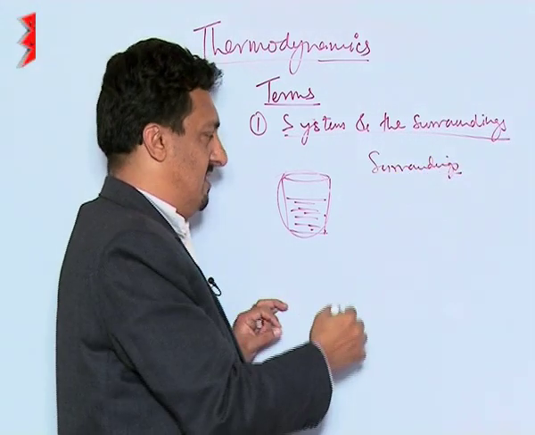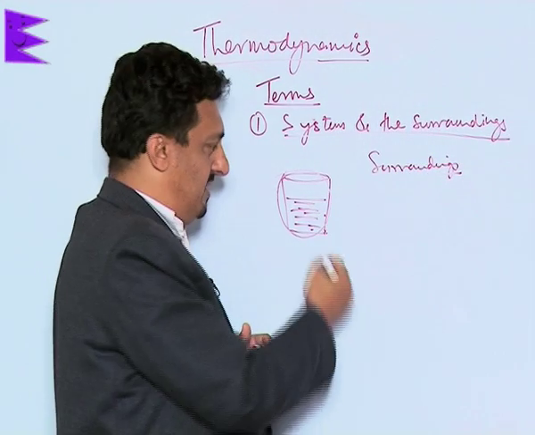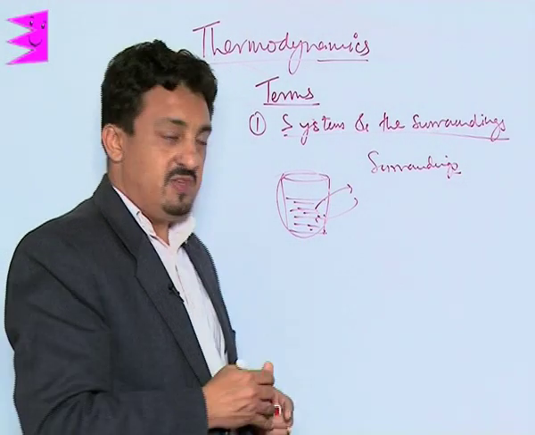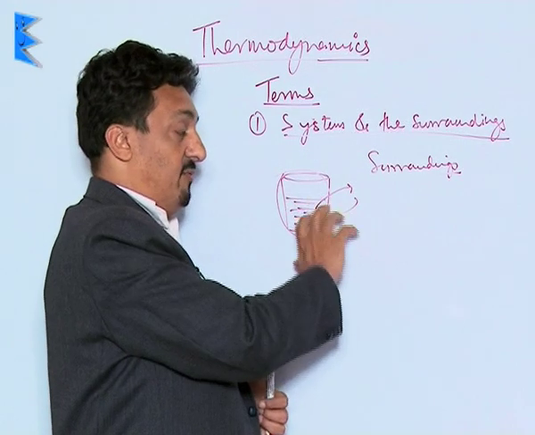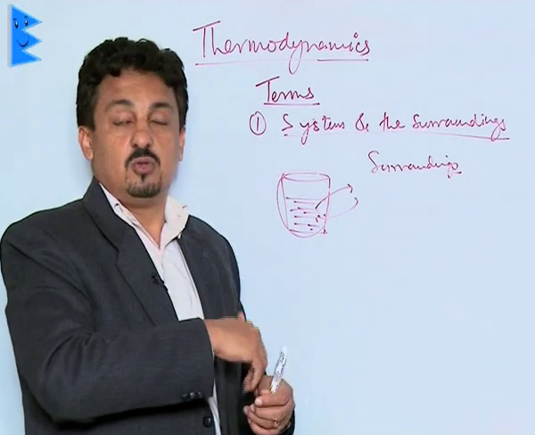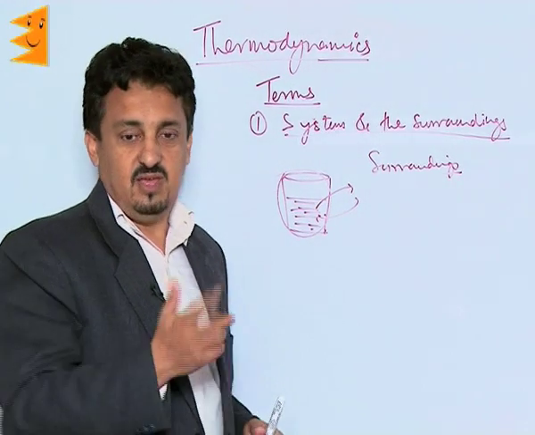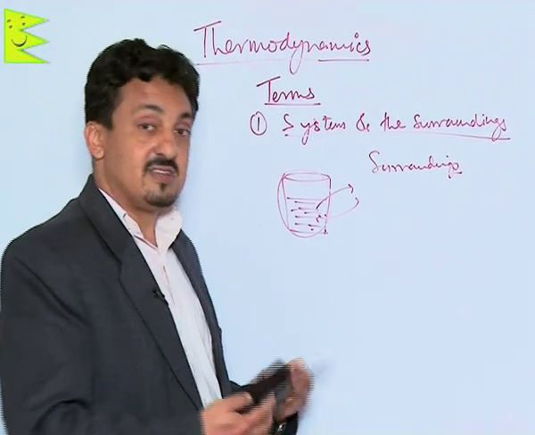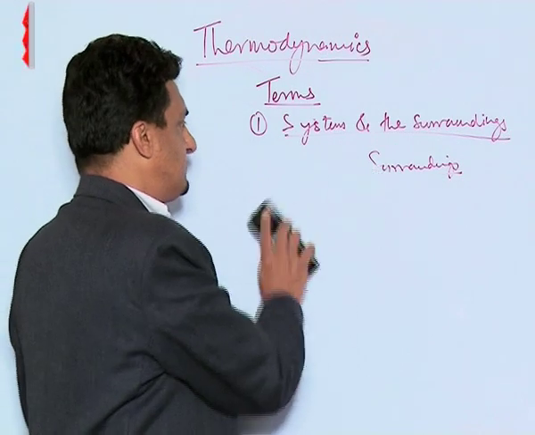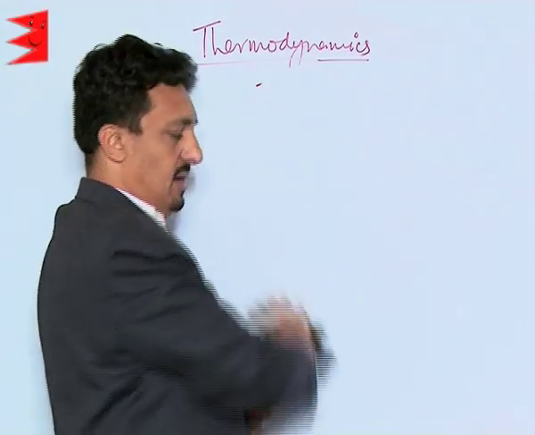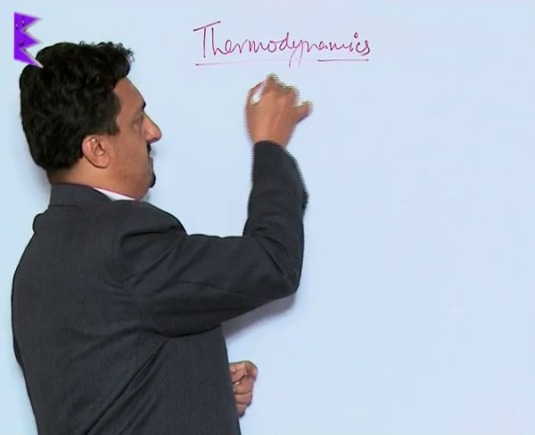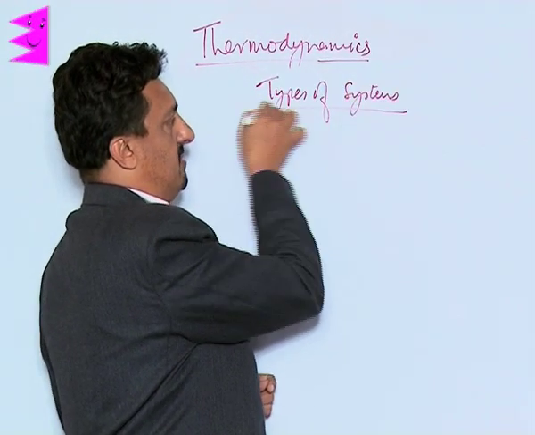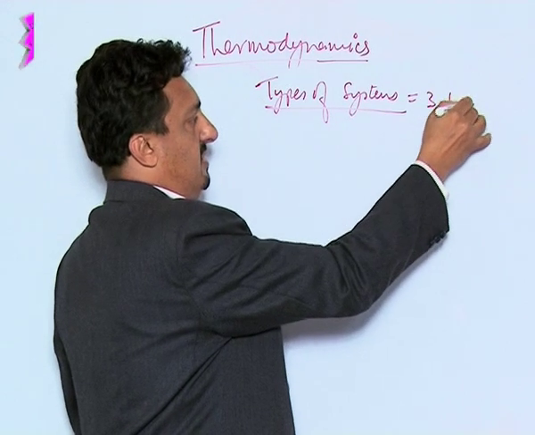Because one thing is very clear, that the energy transformations take place between these two only, the system and the surroundings. So we need to define from where the energy is coming, or to which way it is going. That is why both of these are important. Now let us see the different types of systems. Normally we have three different types of systems.